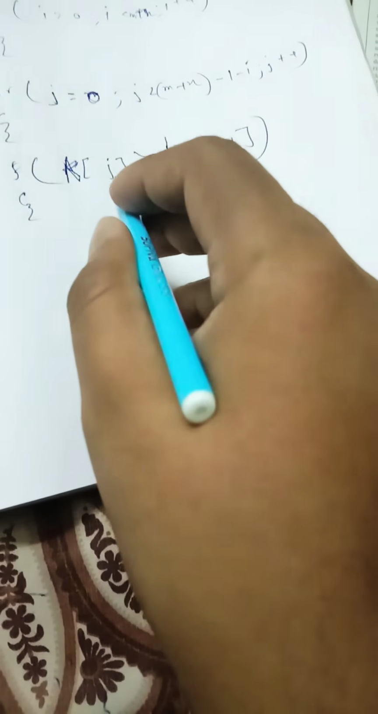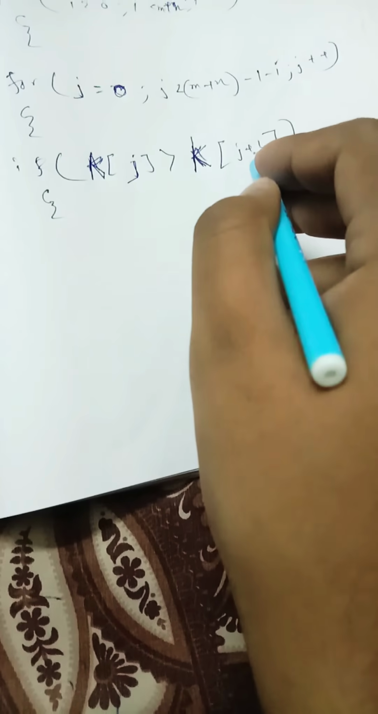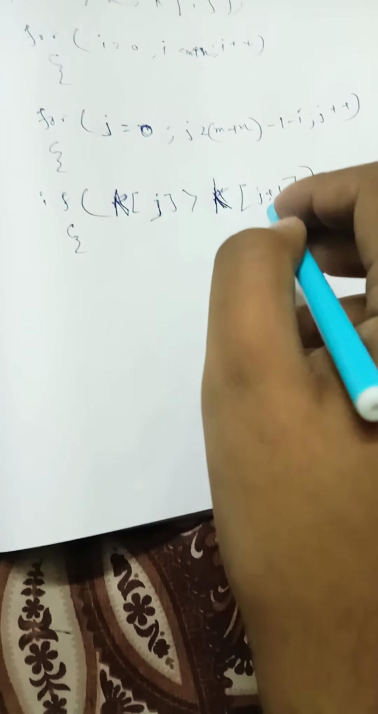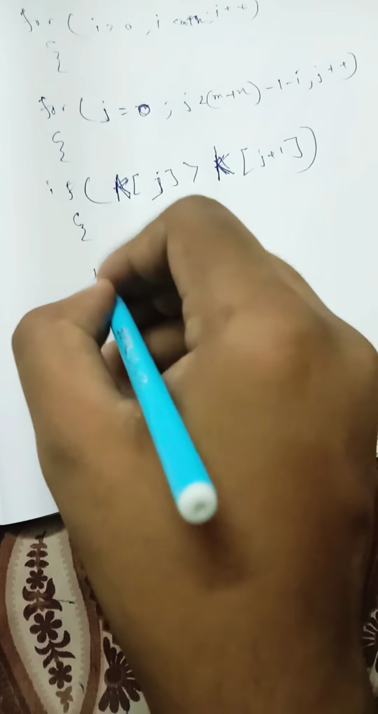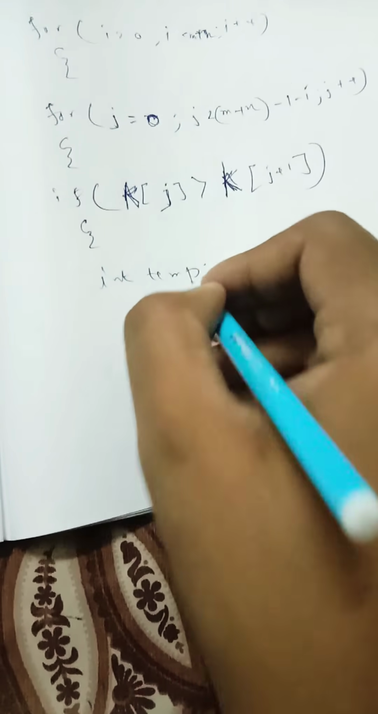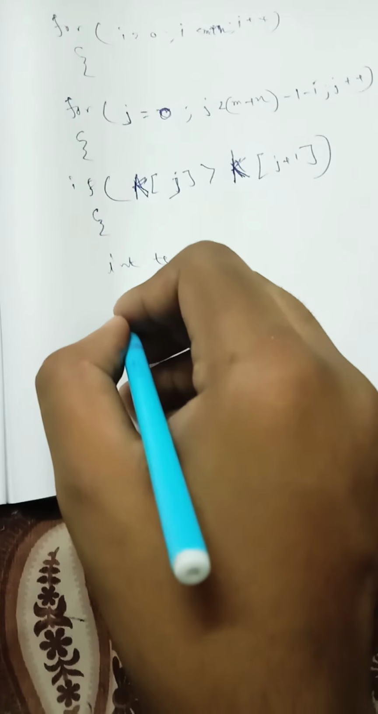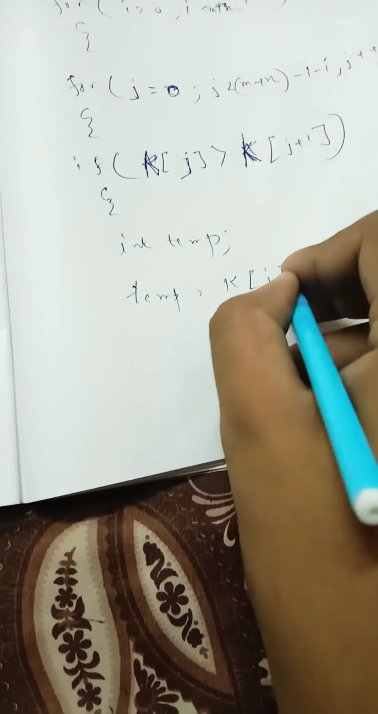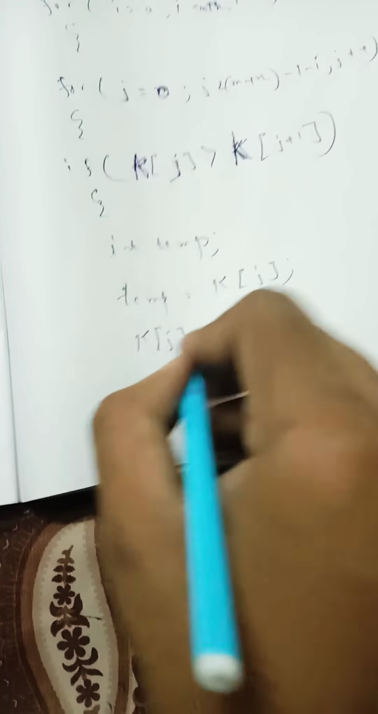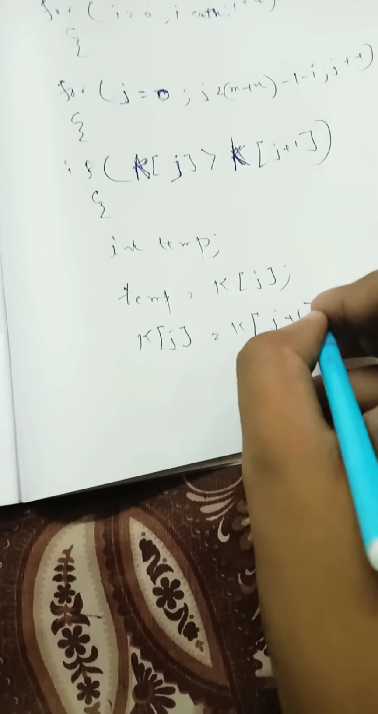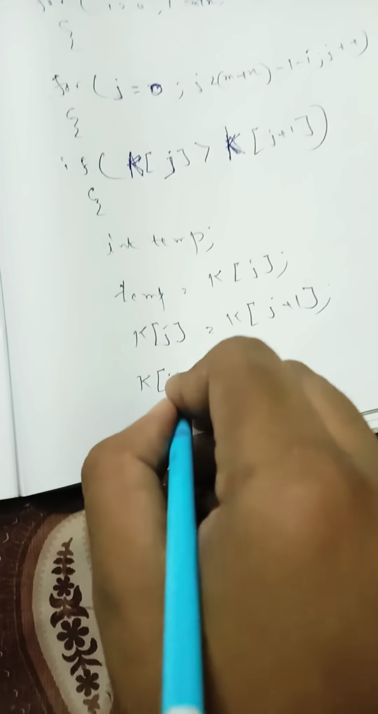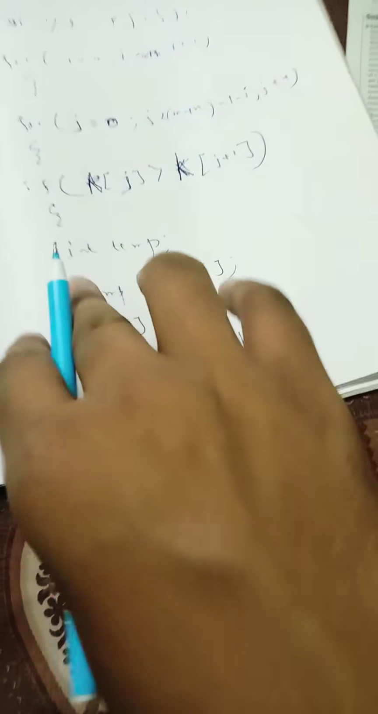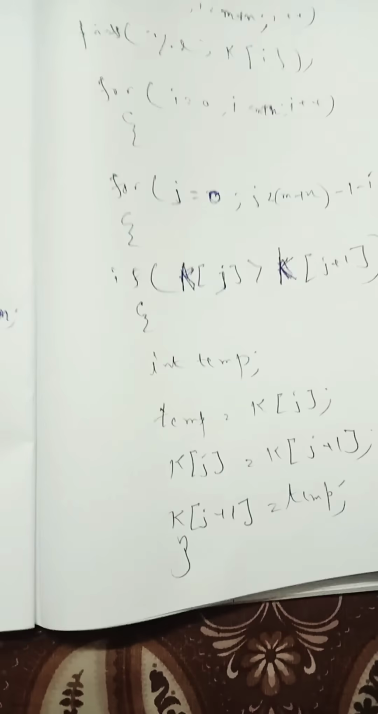So for one iteration, if the element at the first index is greater than the element at the second index, it will interchange. How are we going to swap it? We are going to use a third variable, an integer temp. So temp is equal to k of j, k of j is equal to k of j plus 1, and k of j plus 1 is equal to temp. Then it will swap the values.